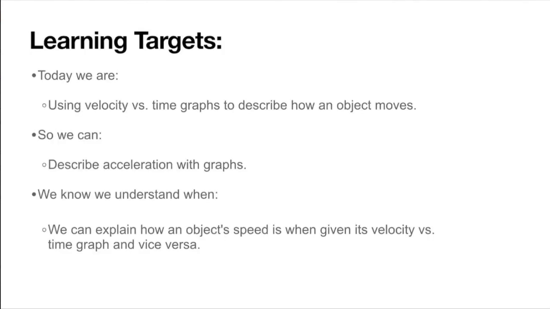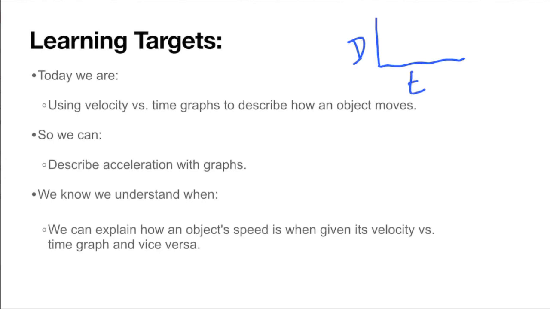Anyways, let's talk about velocity versus time graphs. We're trying to stay focused. We're going to get focused today. Okay, we got this. Previously we've talked about motion maps. We've talked about position versus time graphs. Those are two different ways to show how the same object is moving.